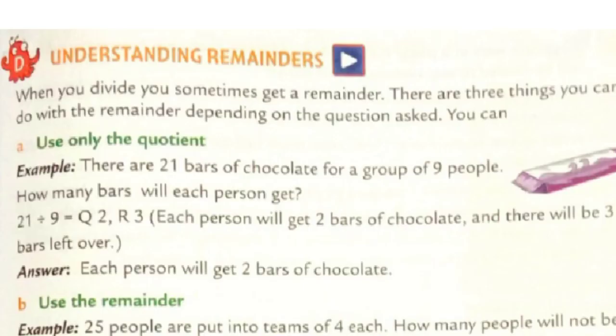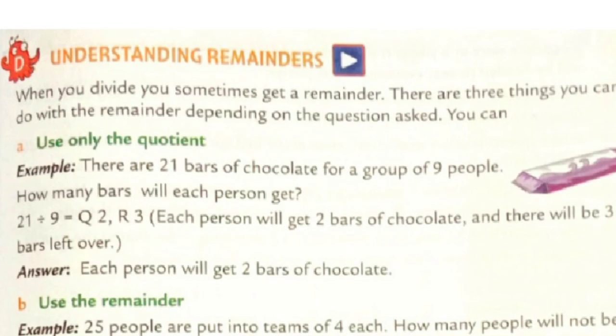Now scholars, after that there is one last concept, that is understanding remainders. When you divide, you sometimes get a remainder. There are 3 things you can do with the remainder depending on the question asked. What are the 3 things which you can do with the remainder? Now let me tell you. First one is use only the quotient.